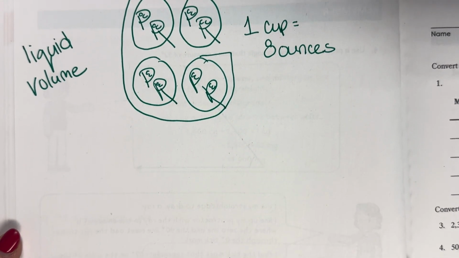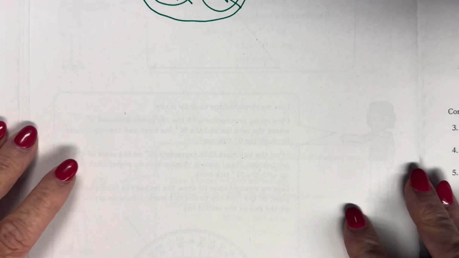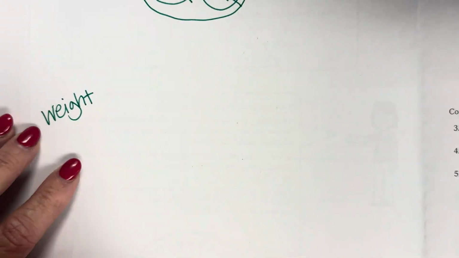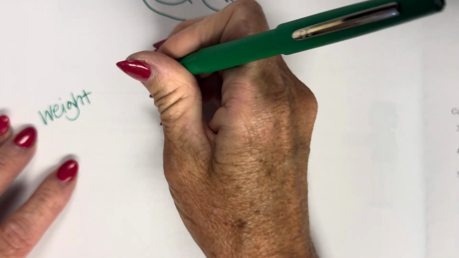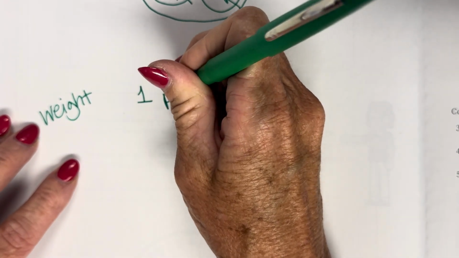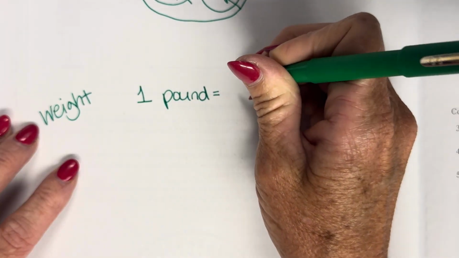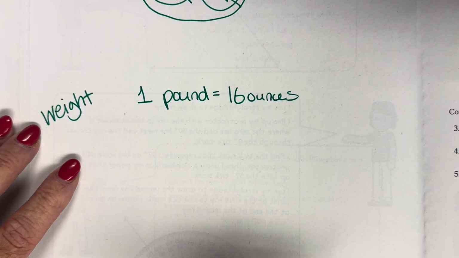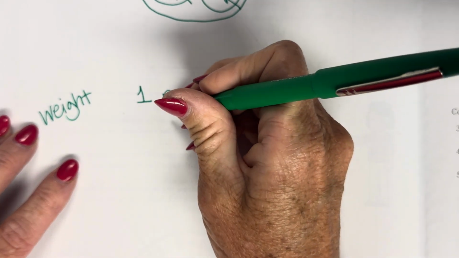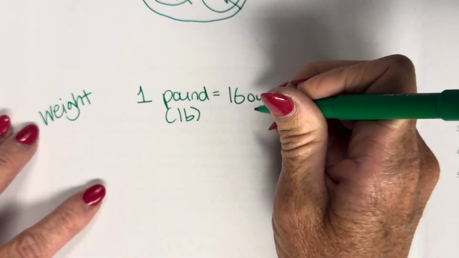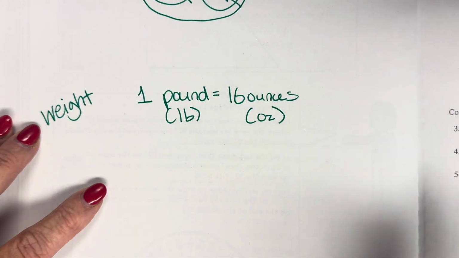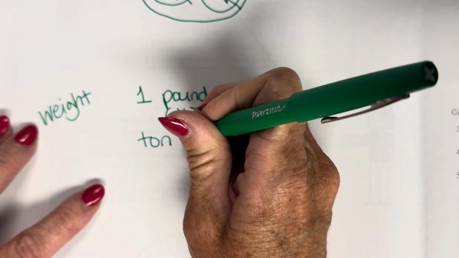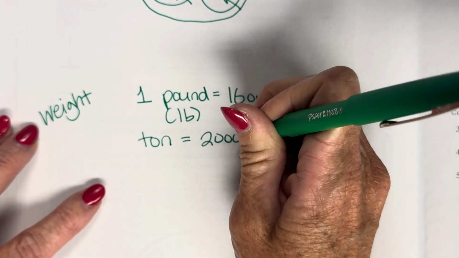We also have a different measurement system for when we are talking about weight. In America, we use pounds and ounces. So we know that 1 pound equals 16 ounces. That's the measurement system we use there. The abbreviation for pound is LB and ounces is OZ. We also in America kind of have to memorize another one, that a ton equals 2,000 pounds.